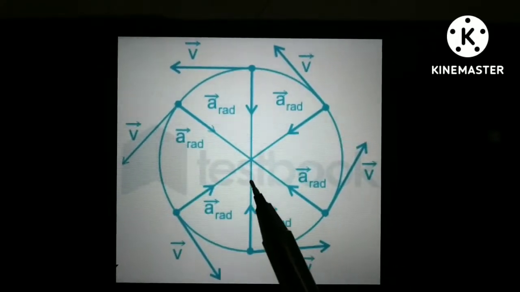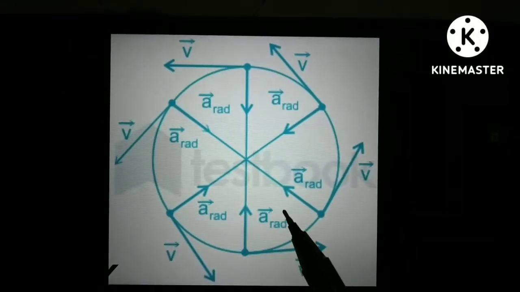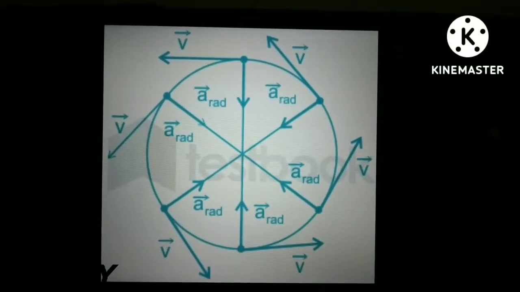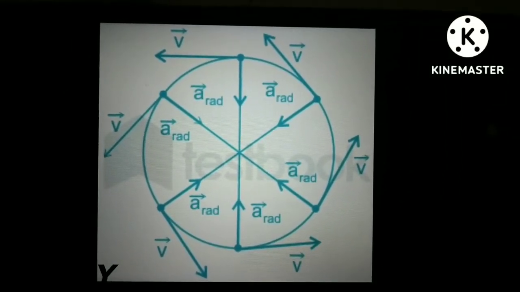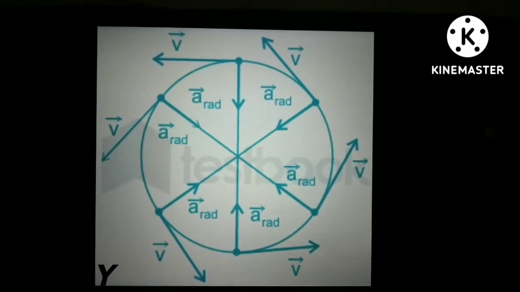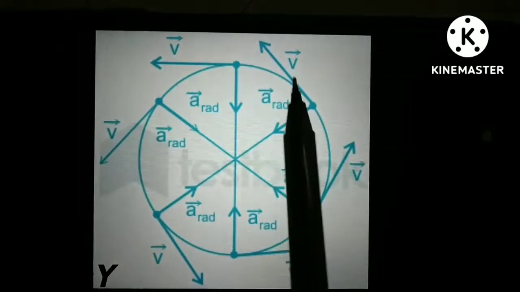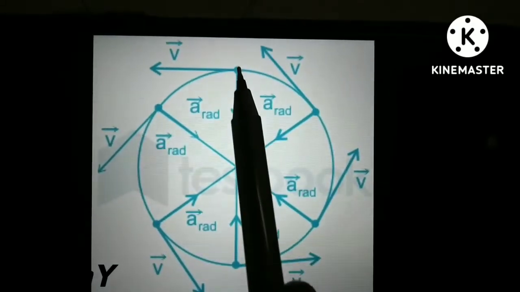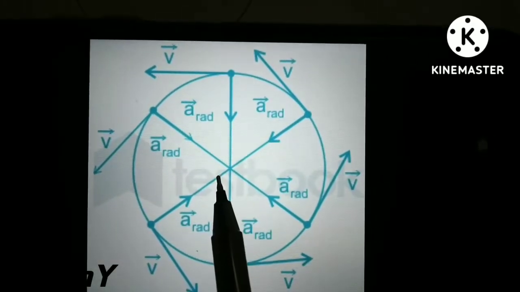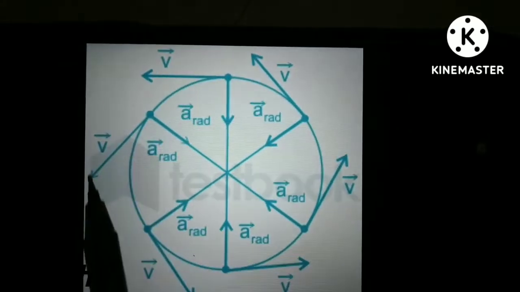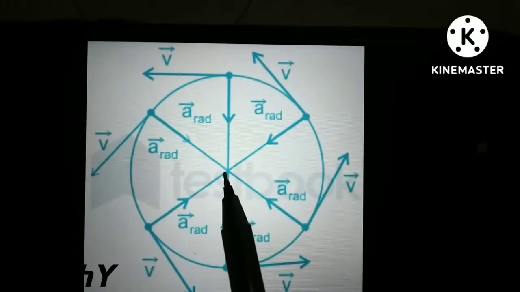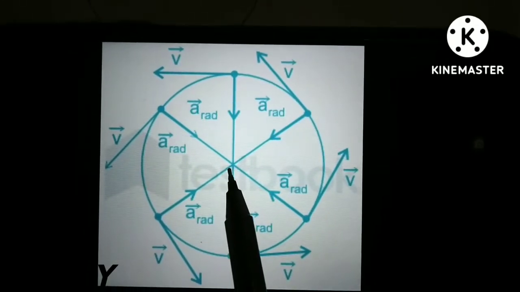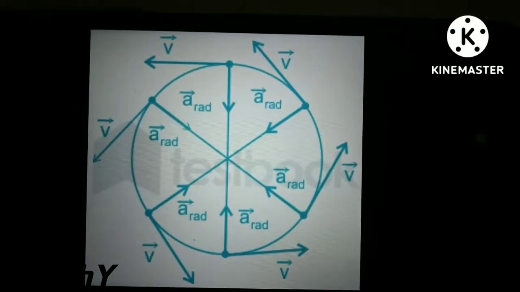It means that acceleration is not uniform even though speed is constant. So in uniform circular motion, speed remains constant but velocity changes continuously, and acceleration also changes continuously. So, to maintain a particle in a uniform circular motion, a force should act. This force is called centripetal force.